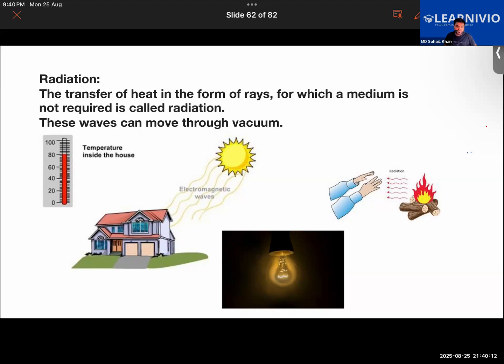So right after we finish this chapter, the revision of heat, we'll be taking up that chapter for discussion. Okay, now Halima, by the way, have you got the exam date as well?